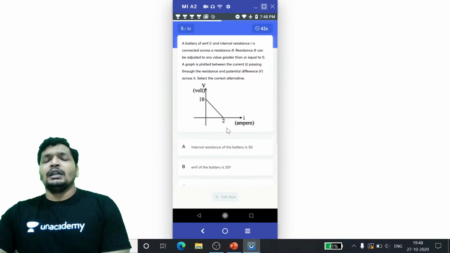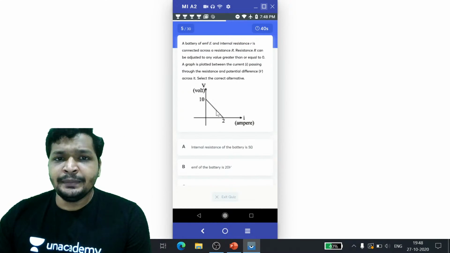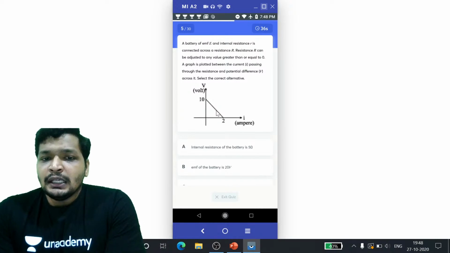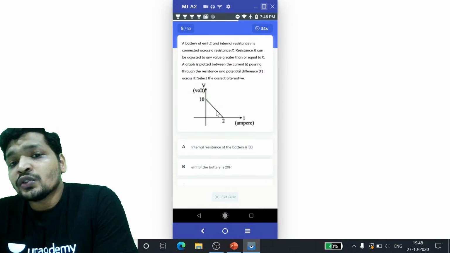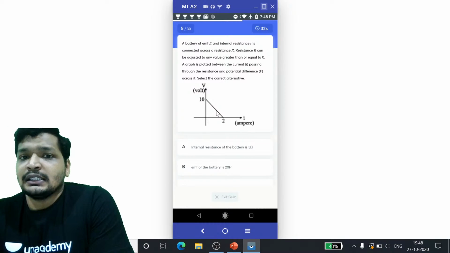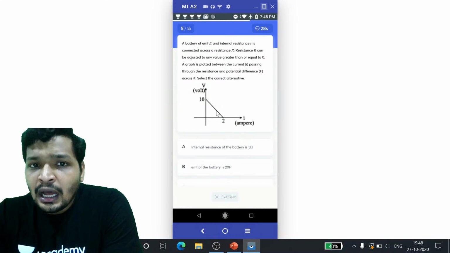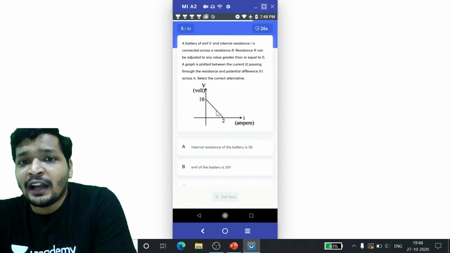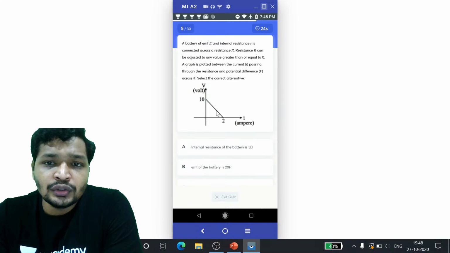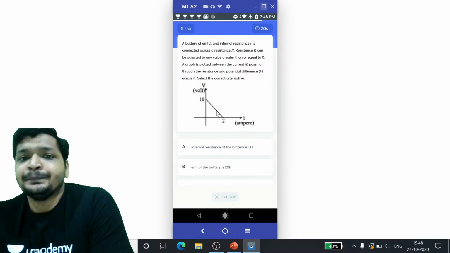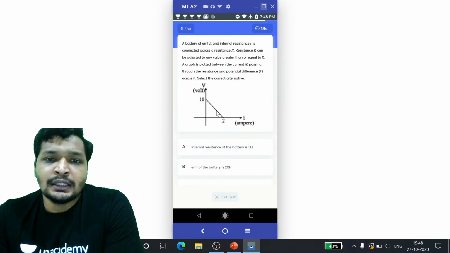Okay, can VI be a straight line? Think about it carefully. A battery of EMF E, which also has an internal resistance, is connected across a resistor. So R can be adjusted to any value greater than or equal to 0. Okay, it's like a rheostat, and it can be 0 or anything more than that.